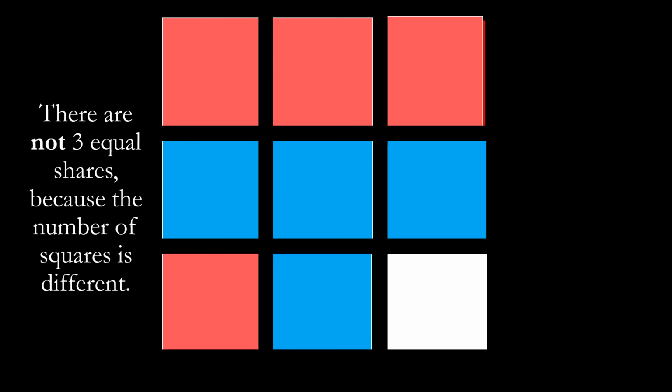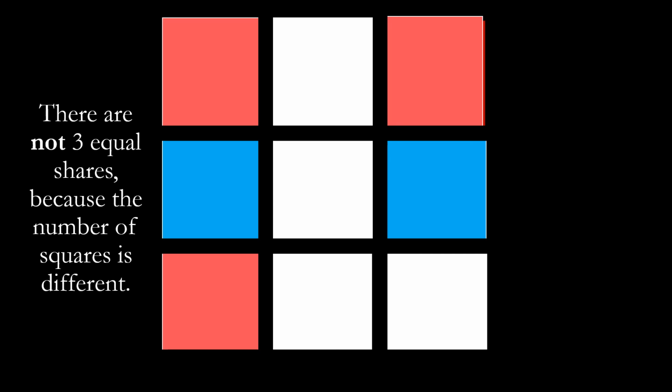How about this? Is this equal shares? No, there are not 3 equal shares because the number of squares is different. There are 4 pink, 4 blue, and 1 white. How about this one? Nope, there are not 3 equal shares because the number of squares is different. There are 4 white, 3 pink, and 2 blue.